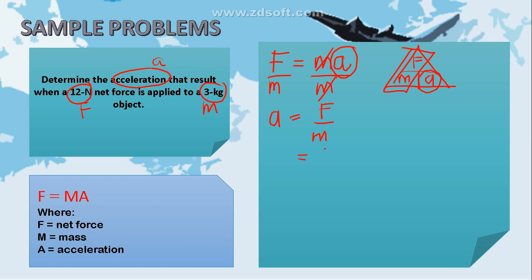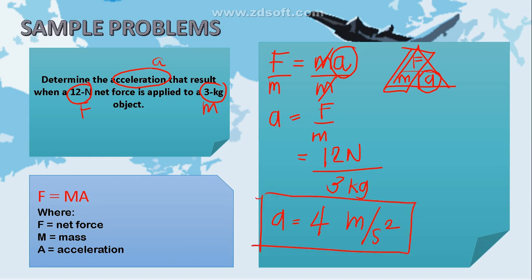Then, just substitute the values. 12 newtons as your force, and then we have a 3 kilogram mass. So, acceleration is 12 divided by 3, which is 4. And then, our unit for acceleration will always be meters per second squared. So, acceleration is 4 meters per second squared.